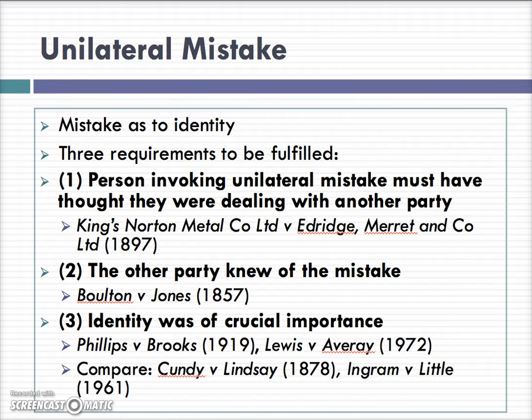The second requirement for setting aside a contract due to mistake as to identity is that the other party knew of the mistake. Now, usually this is a given. So, for instance, in Kings Norton, the crook knew, of course, that the other party was mistaken about his identity. So, this requirement is rarely an issue. However, in some scenarios, it may be an issue, such as in Bolton and Jones.